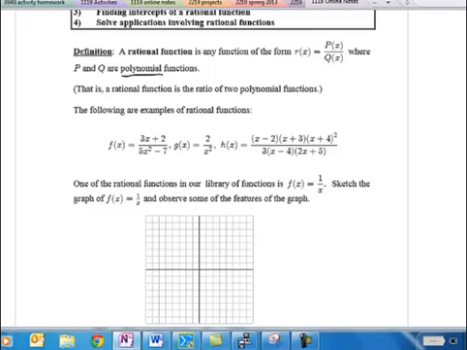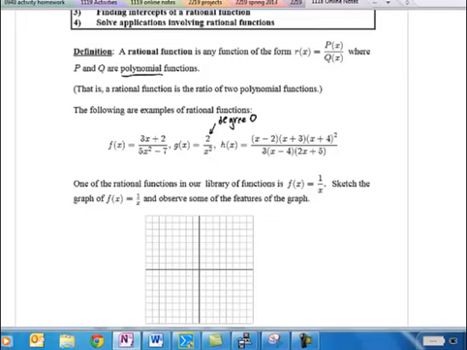The next one, we have g of x equals 2 over x squared. So 2 is a degree 0 polynomial, still a polynomial but a very simple one, just a constant. X squared is a monomial, but it's certainly a degree 2 polynomial.